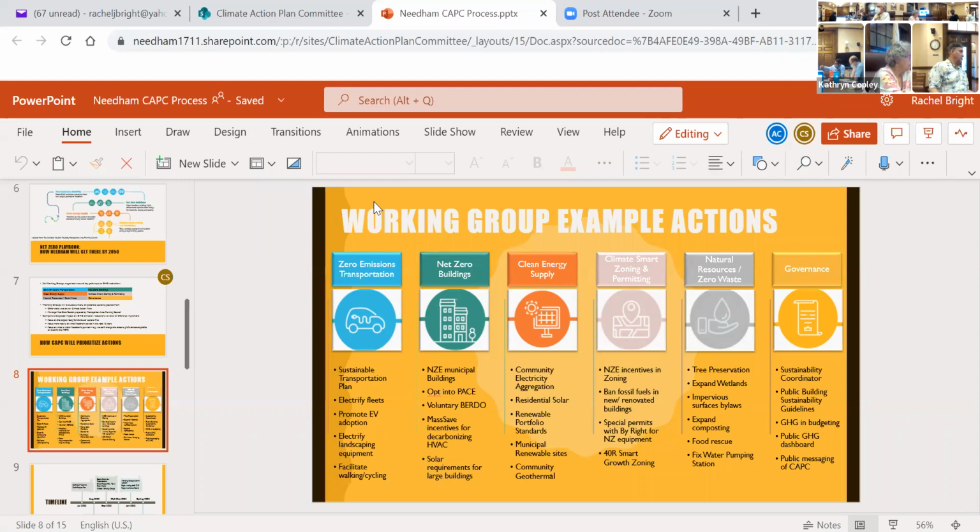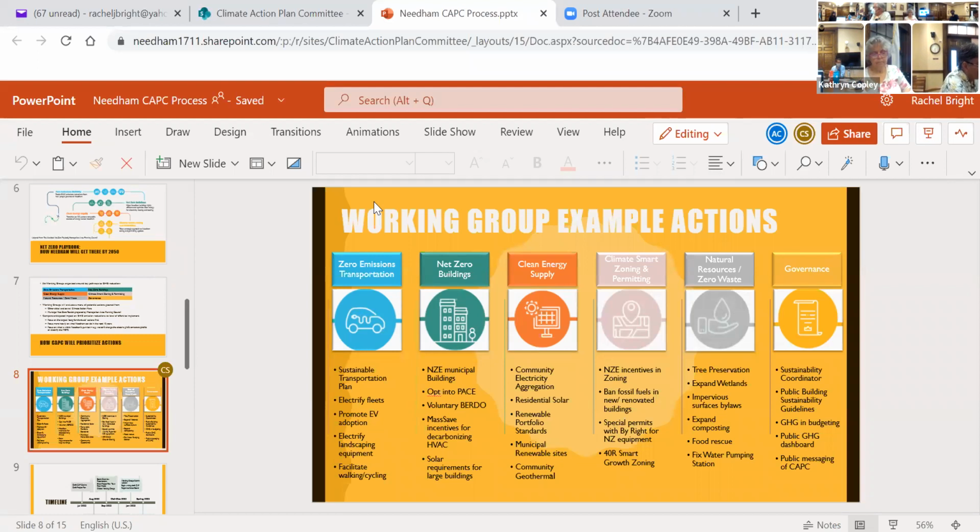So those are the 6 working groups, and what I've done here is group some of the actions that we've already collected along the way as examples, so somebody who is new to this process understands what we mean by, for example, natural resources and zero waste. Tree preservation would be in that bucket, along with potentially looking at our wetlands and expanding them, or passing bylaws for impervious surfaces, letting the water go through instead of running off. So this is again an example. Think about somebody who's not gone through any of these activities.